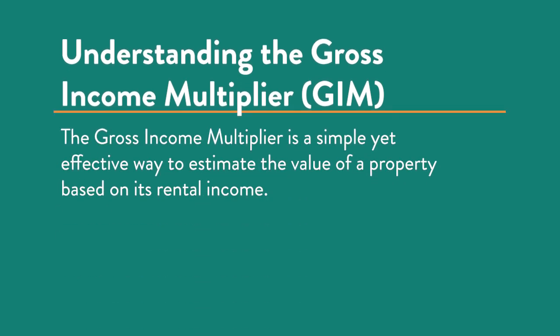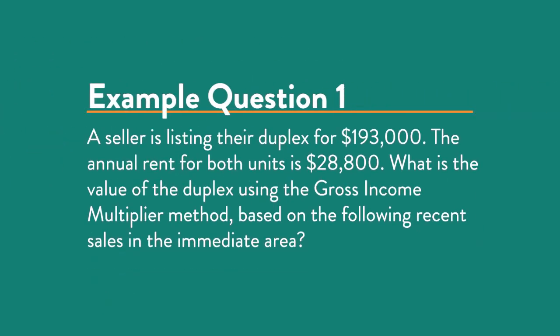The gross income multiplier is a simple yet effective way to estimate the value of a property based on rental income. Essentially, it involves dividing the sales price of the property by its annual rent to get a multiplier. This multiplier can be applied to other properties with similar rental incomes to estimate their value. Let's take a look at a question to illustrate this.